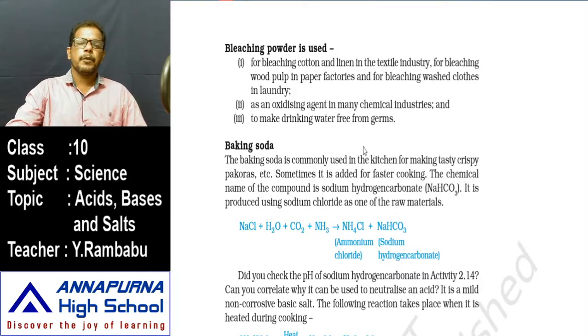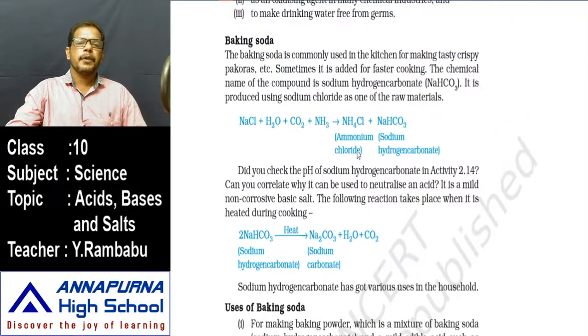Next, another important product which is obtained from this sodium hydroxide is baking soda. This baking soda is familiar to us. Actually, what is this baking soda? Its chemical name is sodium hydrogen carbonate or sodium bicarbonate. Its chemical formula is NaHCO3.